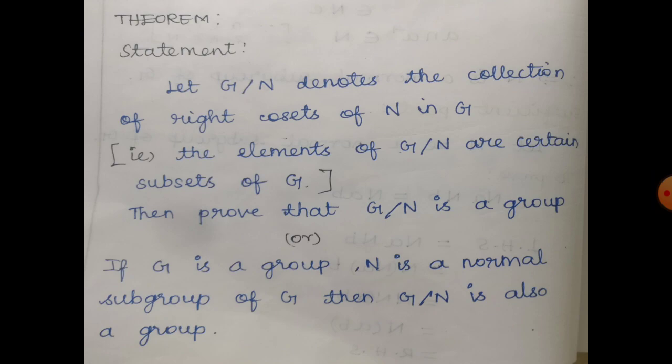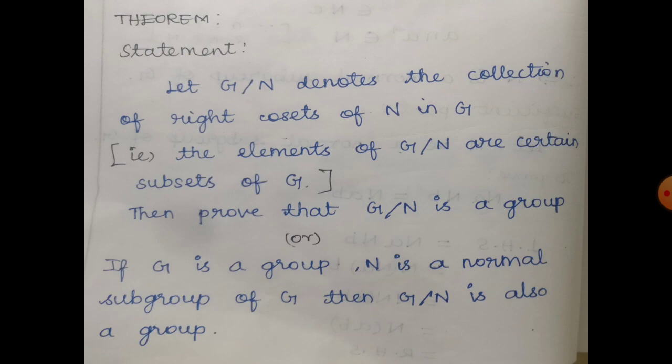This is a very important 10-mark question, so listen carefully. Let G by N denote the collection of right cosets of N in G. That is, the elements of G by N are certain subsets of G. Then prove that G by N is a group. Otherwise, the statement is like this: if G is a group and N is a normal subgroup of G, then G by N is also a group.